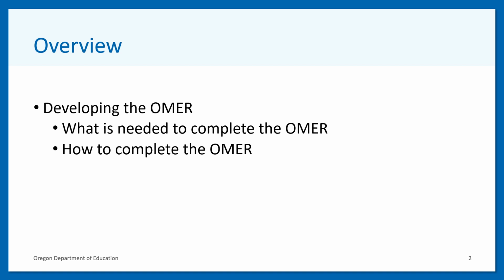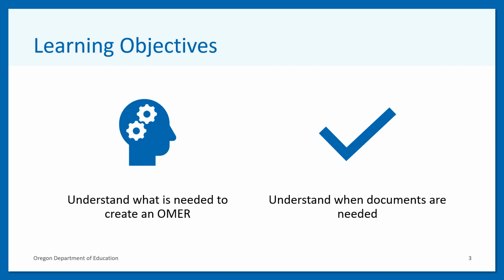We will also touch on how to complete different pieces of the OMER. By the end of this training, you should understand how to create a CACFP child or adult enrollment roster and the order by which the documents are needed.